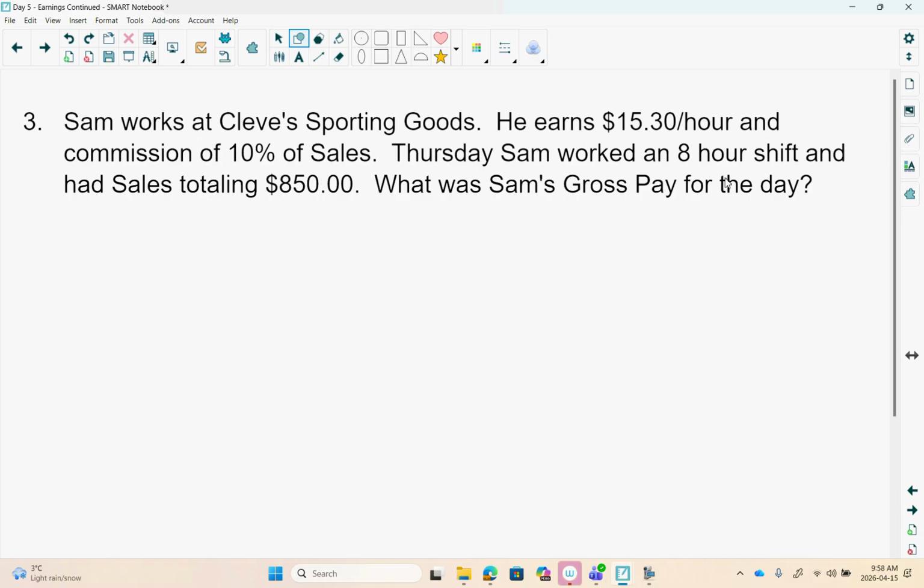Okay, so we want to know how much money Sam made on Thursday. So we're going to do 3 things. The first thing we're going to do is figure out his regular pay. This is where I would take his hourly rate, how much he gets paid an hour, and multiply it by the number of hours he works. So what numbers should I use?